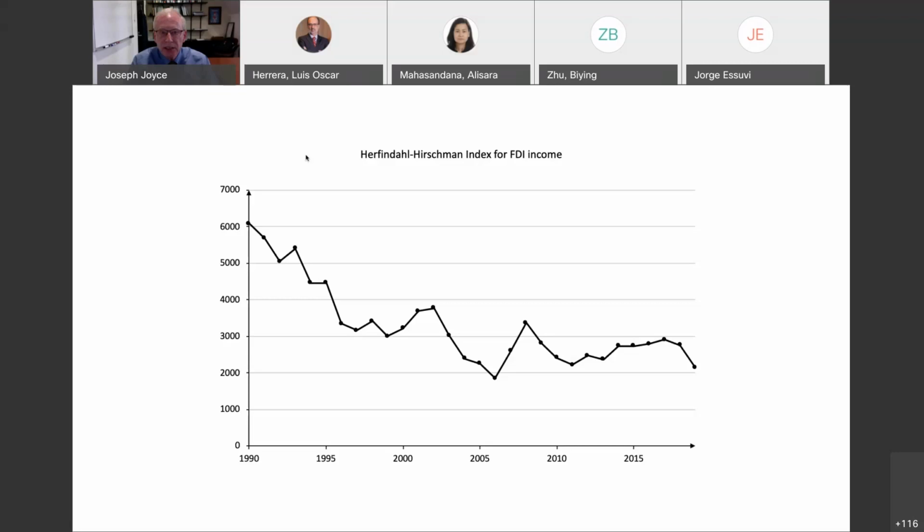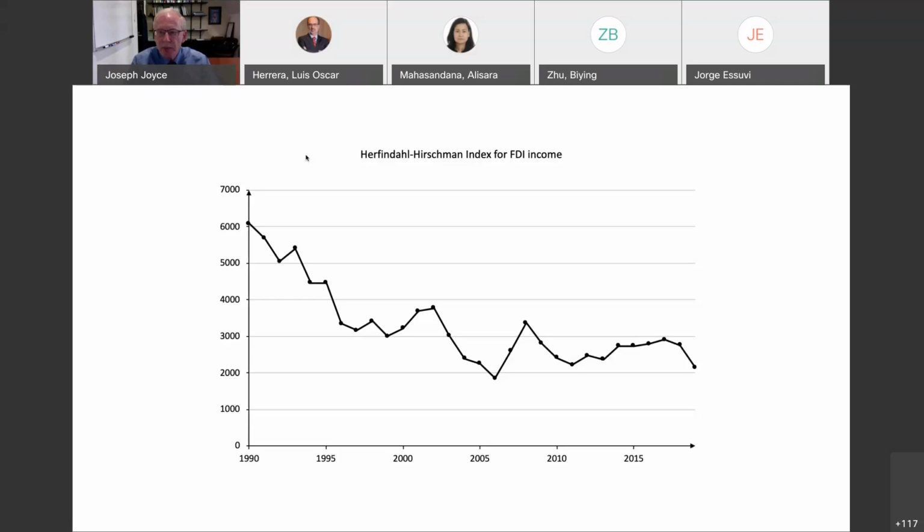And so by 2000 and 2005, it's come down. And again, in the last decade, it seems to have stabilized. So there is a concentration among a few large countries who are receiving roughly 90% of all the FDI income that's generated. And up to now, that distribution has been relatively constant. Again, not quite sure what's going to happen in the future.